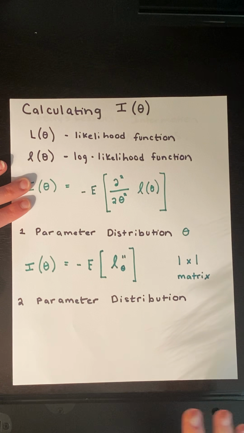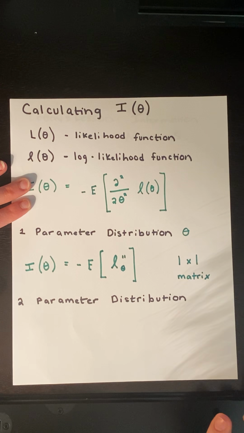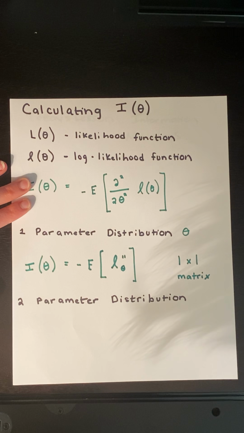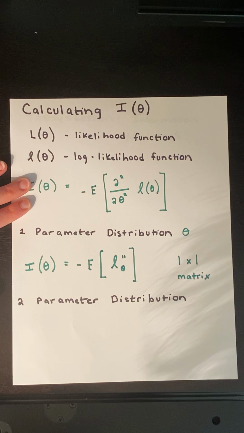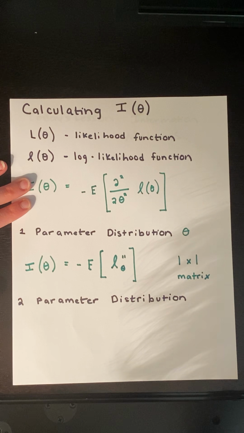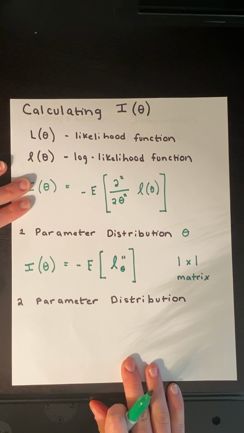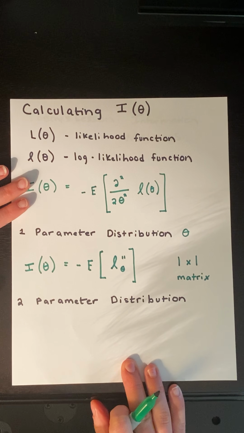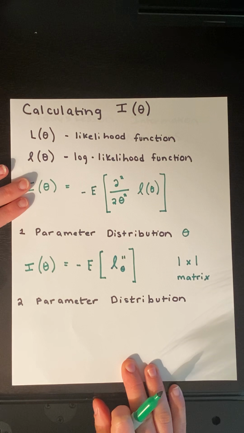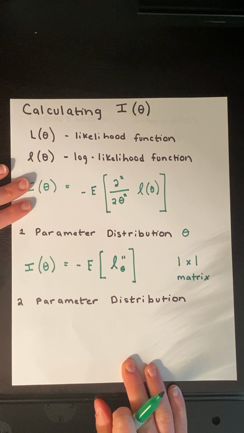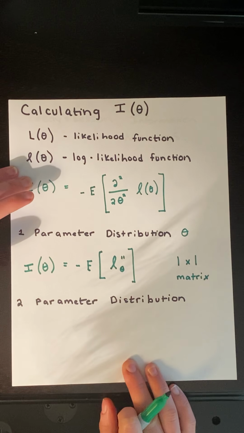So that's really not too hard to calculate. The majority of the work will come in finding the log likelihood function, which we'll do a few examples of later. But once you find the log likelihood function, it's really as simple as taking a second derivative of that function. For a two parameter distribution, it's a little bit more tedious because we have more parameters, but the thought is exactly the same.